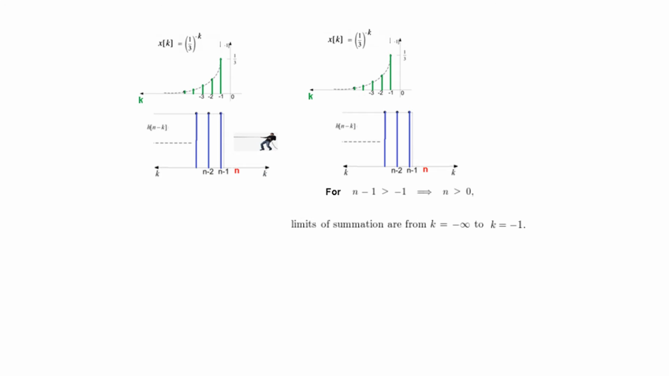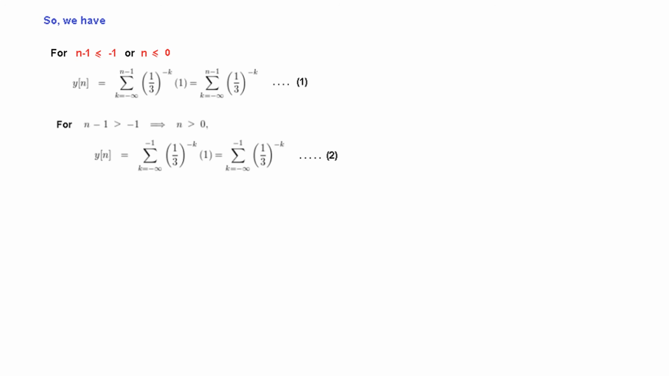So utilizing this limit, let's write the formula now. The limit minus infinity to minus 1, again 1 over 3 to the k, the same value, and here also we are still multiplying by this value 1. So this is our second equation, and now let's see them together. For n minus 1 less than or equal to minus 1, or n less than or equal to 0, this is our equation. And for n greater than 0, this is our equation. Just compare the two: the values are the same, only the upper limit has changed. It's starting from minus infinity in both. This one is ending at minus 1, and this one is ending at n minus 1.